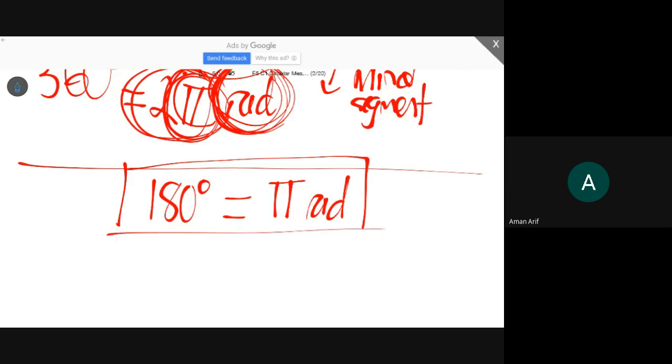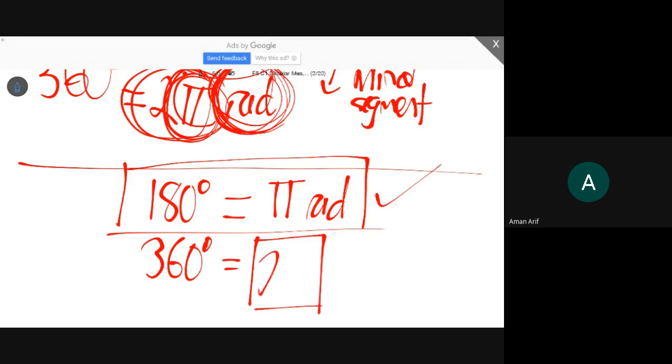I hope you all know this. This is a fact. Okay, so if I ask you 360 darjah, berapa dalam pi? Can you tell me what's the answer? 360. Yes, very good. 2 pi radian.